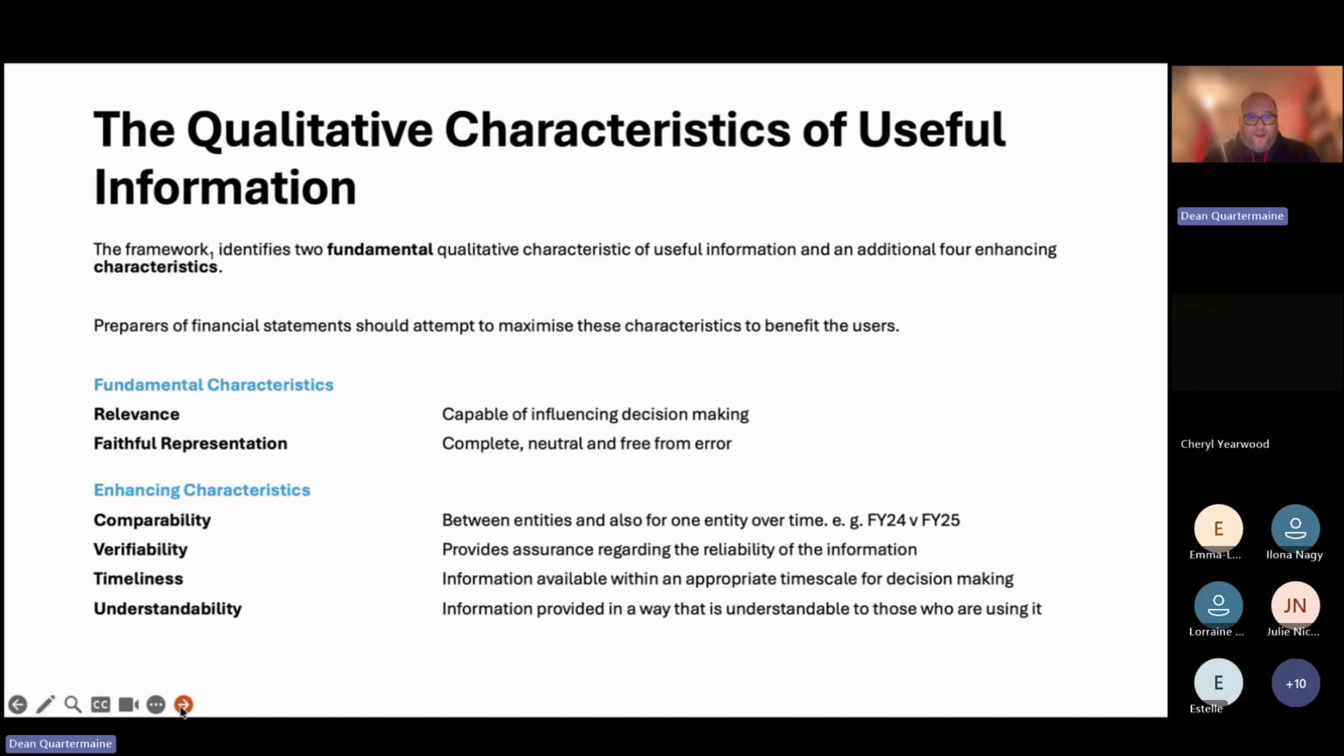And then finally, the final enhancing characteristic is around understandability. Now, this is something that I spent a lot of time really focusing on when I worked in the big bad world, and almost what I spend a lot of time working on, in terms of management reporting, in my education job at the college, is being able to provide information in a way that's understandable by the people that are using the information.